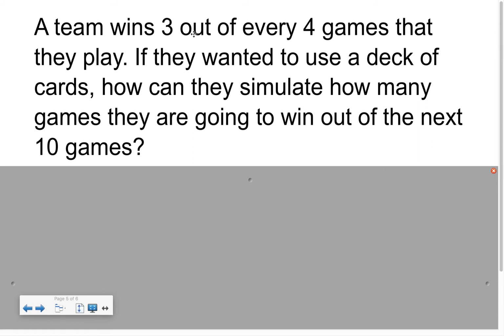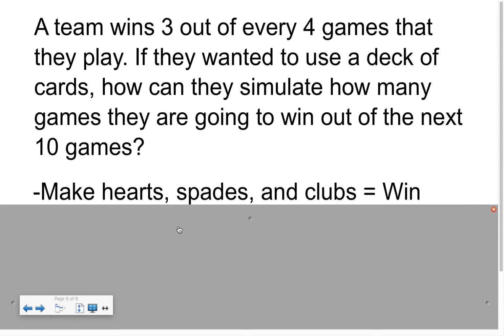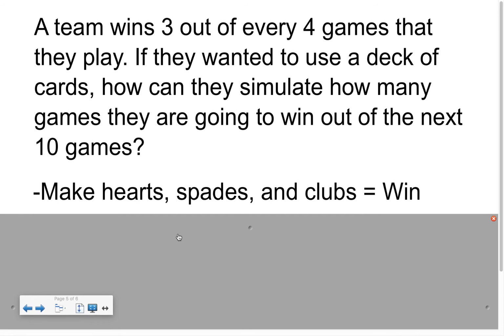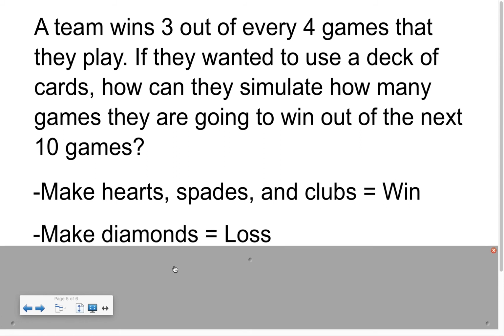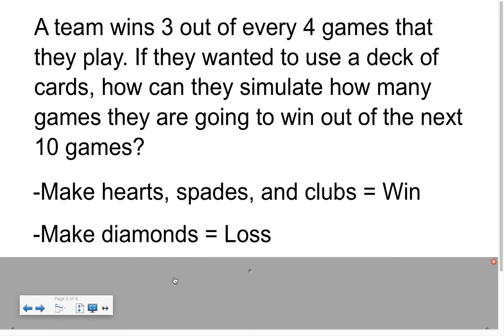If a team wins 3 out of every 4 games that they play, they want to use a deck of cards. How can they simulate how many games they're going to win out of the next 10 games? Okay, if we have a deck of cards and we want to split it up into 4, since it's 3 out of every 4 games, that's going to be the suits. So I decided to make hearts, spades, and clubs a win. So if you pick a card and it's a club, it would be a win. If you pick a spade, that's a win. Pick a heart, that's also a win. The other suit, diamonds, would be a loss. Right, so if you pick a card and it's a diamond, that would be a loss.